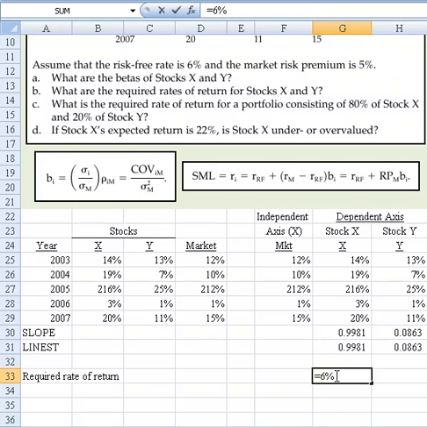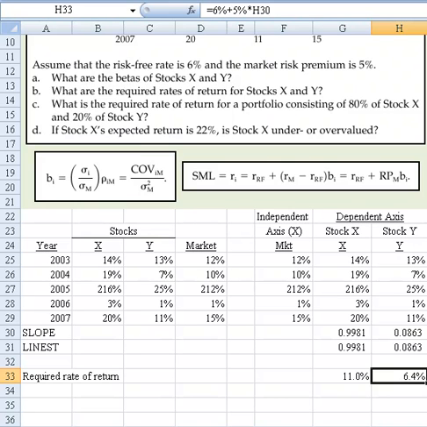So we can take that as being 6%. And then we have to add that to the risk premium. The market risk premium is 5%, times the beta, right? So I'll multiply it times the beta for stock X, which is the 0.9981, and we come up with a required rate of return. I'll turn it back into a percentage, and if we round it to one decimal place, it's 11%. If we do the same thing for stock Y, we just copy it over, and we come up with 6.4%.